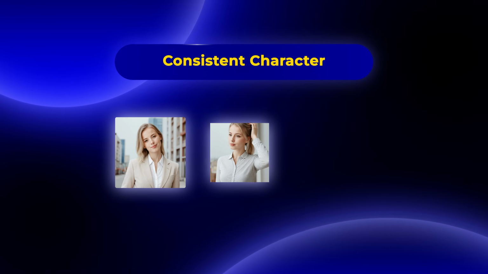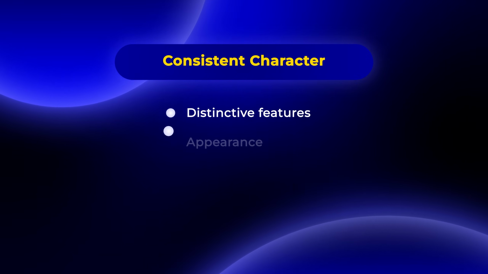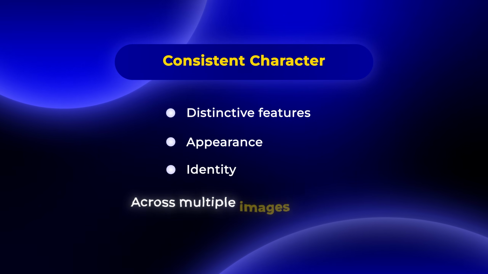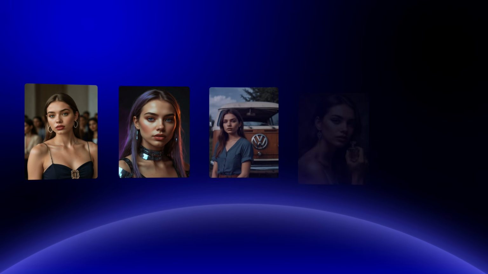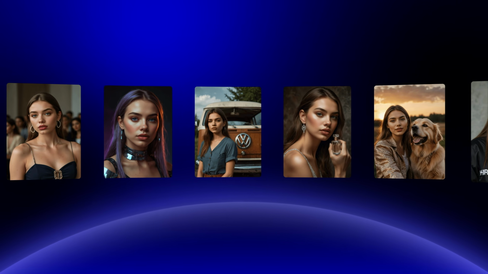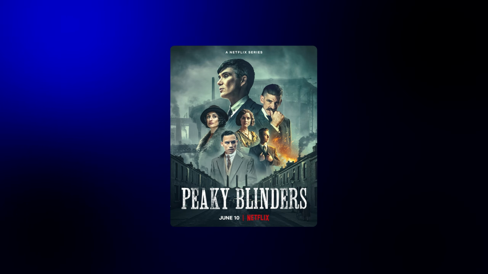Consistent characters in AI image generation are characters that maintain their distinctive features, appearance, and identity across multiple images or scenes. Instead of getting a different interpretation every time, you get the same recognizable person in different situations, poses, and environments. Think about your favorite movie or TV show for a moment.